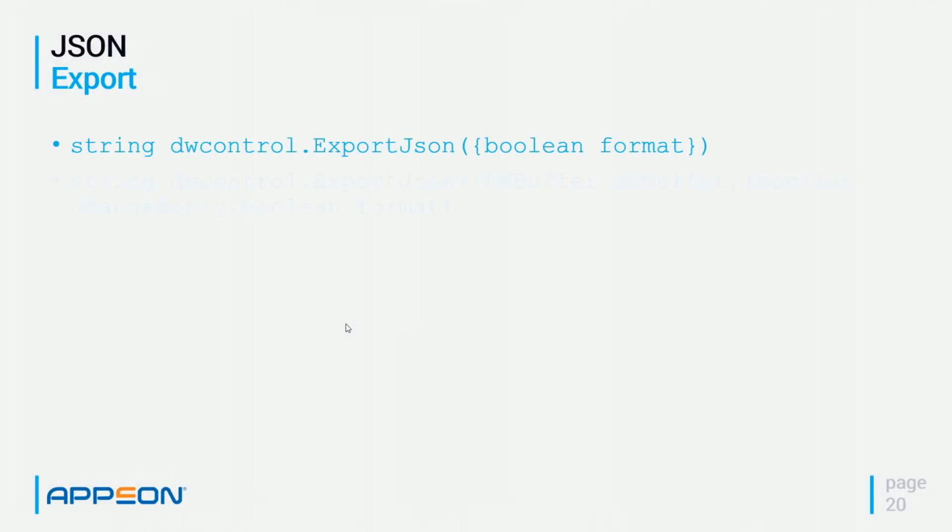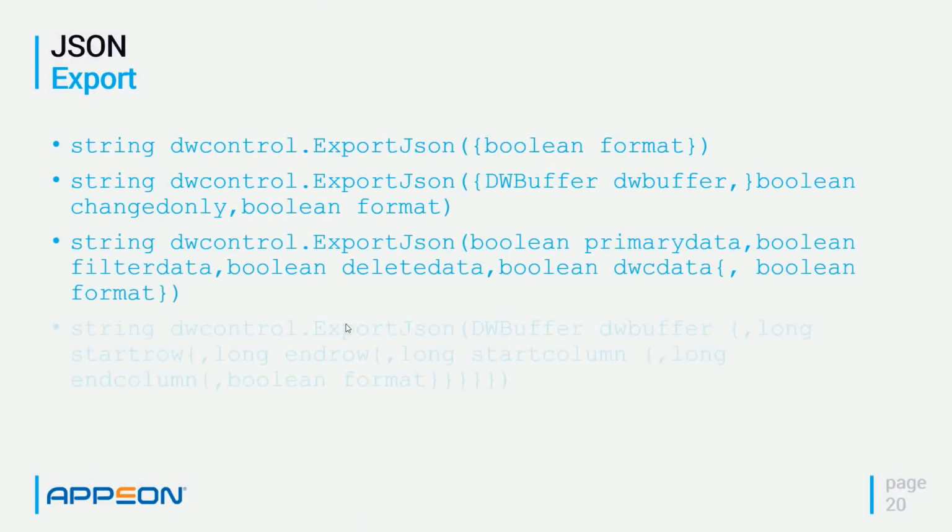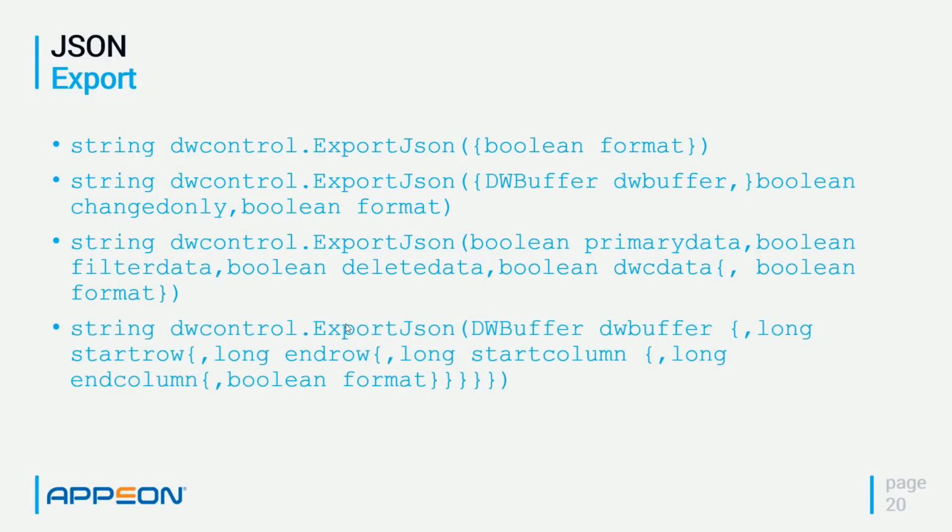So how do you get the data out of the data window as JSON? Well, there's one function, but there's a whole bunch of different ways to call it. It's export JSON. The Boolean format that's on all of these is the indicator of whether you want the simple JSON or the data window standard JSON. So this first version is just going to grab all the data in the primary buffer and give it to you in one of those formats.